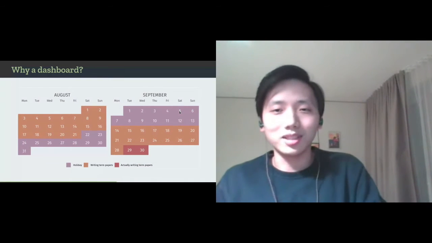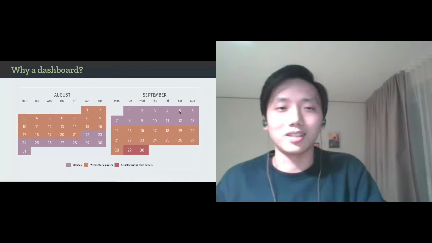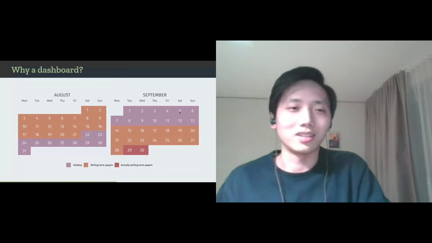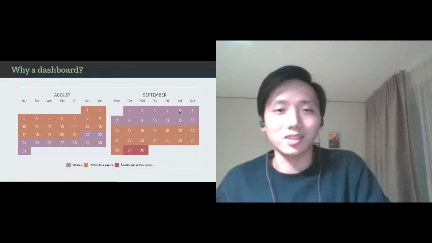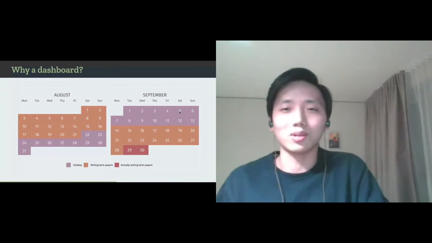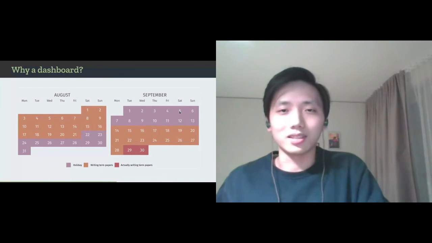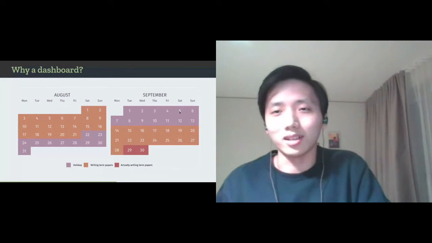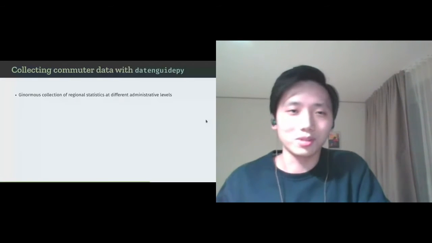So how did we do it? First, we queried the data with the help of DatenGuide, which provides an API via Python to DatenGuide, which is in turn a ginormous collection of regional statistics at different levels. Pia and Gio also talked about DatenGuide a bit more in detail earlier on, so I won't go much into that.